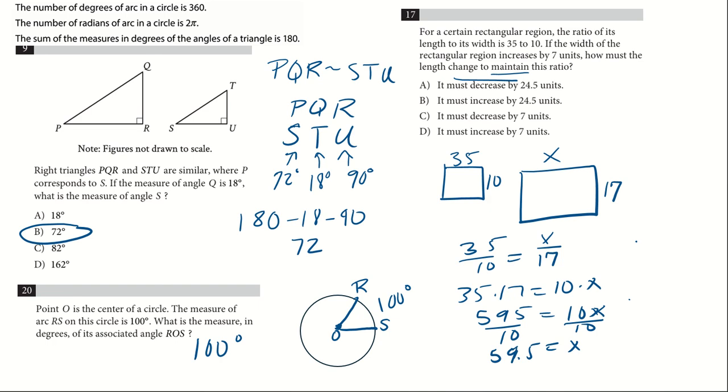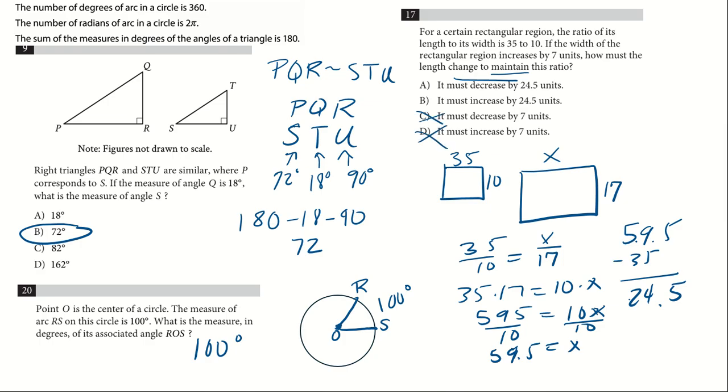Now, a lot of students may be like, wait a minute, Miss Tiffany, I don't see that answer on here. You don't, because that's not the final answer. They didn't ask you what the new length was. They asked you what had to change to get to that new ratio. So guess what I'm going to do? You guessed it, I'm going to go ahead and do good old subtraction so that I can get this answer. So I have 24.5 units.